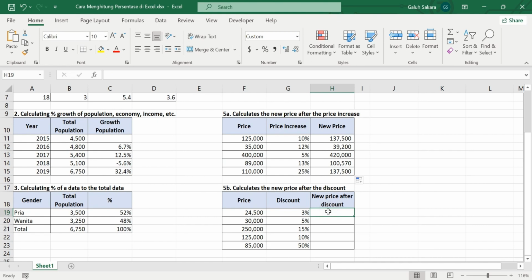Okay, the 5B data is calculating the new price after the discount. Okay, that's a discount annual price. You will know the new price after the discount. Okay, and equal sign F19, it's the price data, and then open the bracket, 1 minus the discount, G19 is 3%, and then close the brackets and enter, and then just drag down, and you will know the other results automatically without typing or calculating manually again.